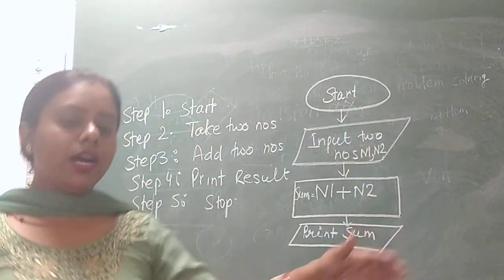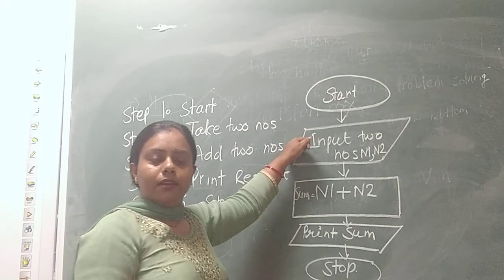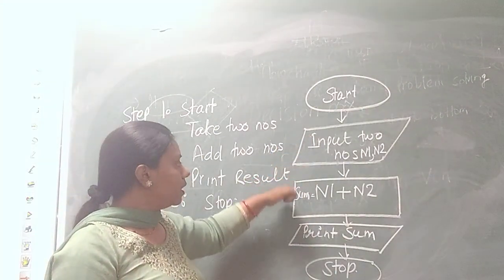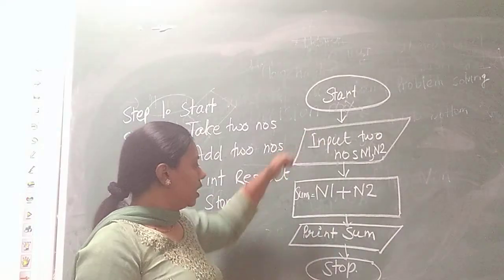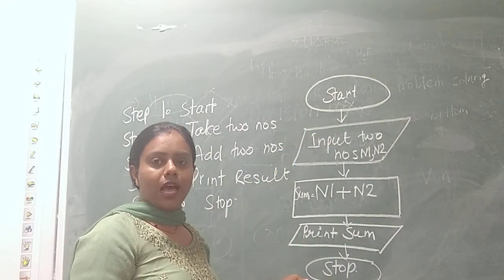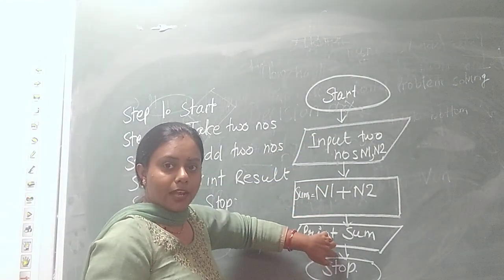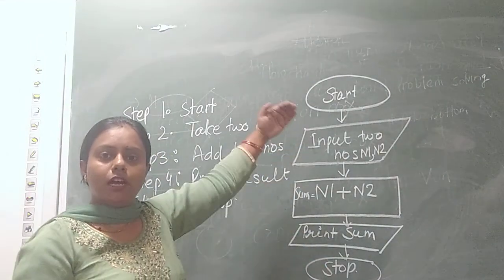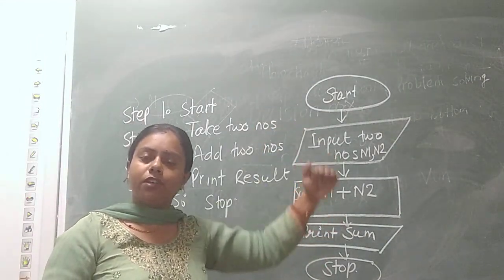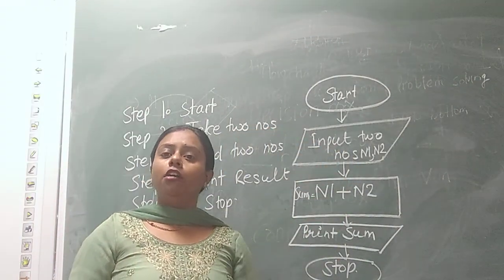So students, the first is your start. This is the input output box. The next is your processing box. It is a rectangle shaped box. It is a parallelogram shaped box. Next is print sum, and the last is the stop. So these are the flow lines, these are the arrow lines, meaning the flow is from top to bottom, one by one, step after step. So this is how you will convert the algorithm into the flow chart.